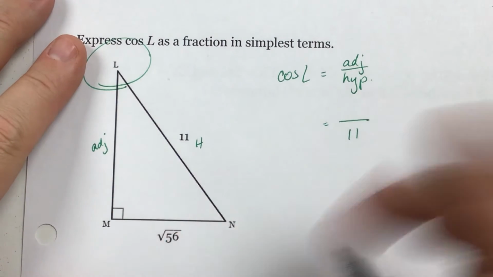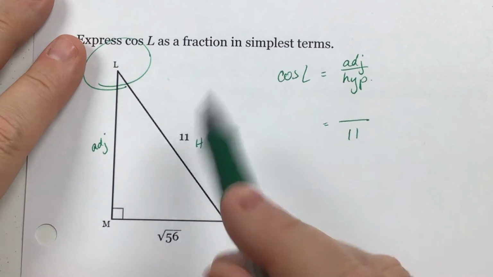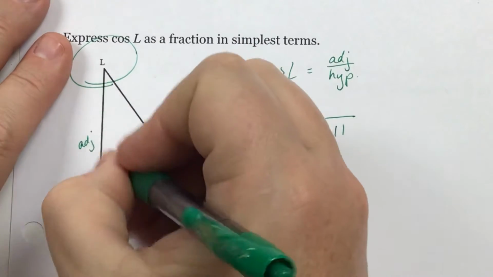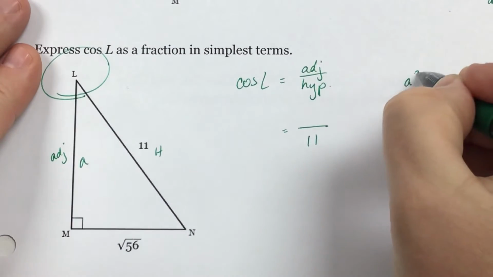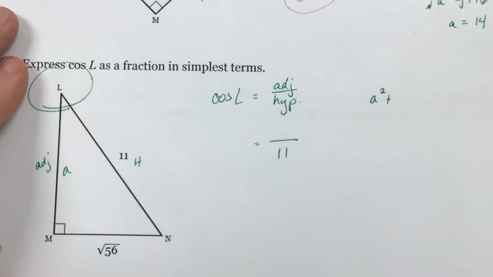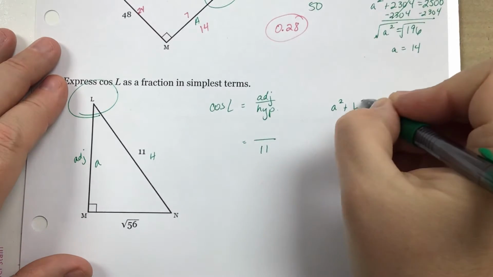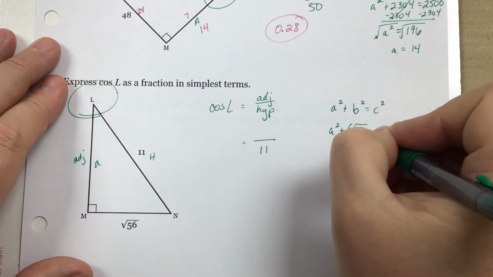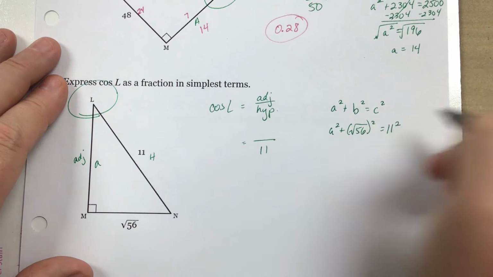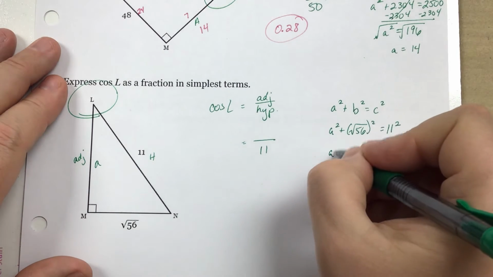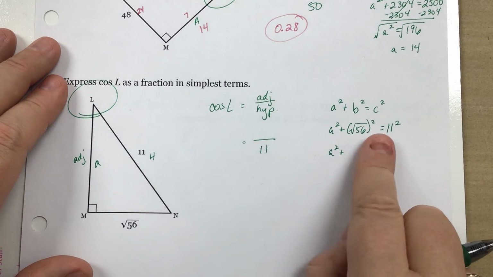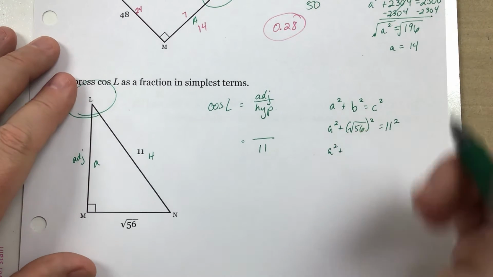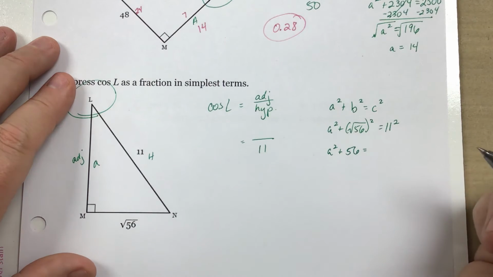To do that, we don't have a triple that involves square roots, so on these you just have to use Pythagorean theorem. If I call this side here my A, we know A squared plus B squared equals C squared. So I'm going to have A squared plus the square root of 56 squared equals 11 squared. Now remember, when we did square roots, when we square a square root, it undoes itself. So when you square the square root of 56, you're just left with 56.